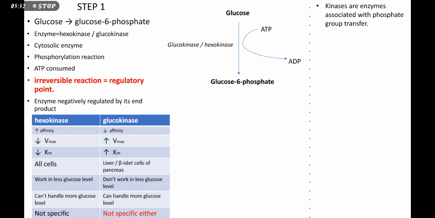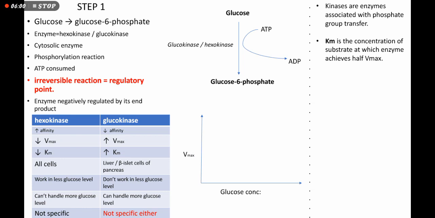Well, hexokinase versus glucokinase, I wrote down these differences, but to explain them, first we need to know what Km is. Km is the concentration of substrate at which an enzyme achieves half Vmax. In this case, glucokinase's or hexokinase's Km will be the concentration of glucose at which they achieve half of their Vmax, that is their maximum velocity.